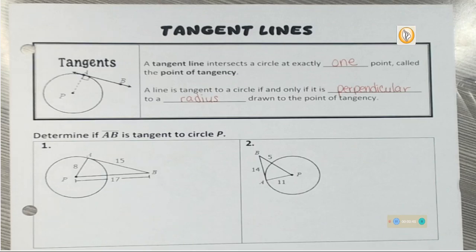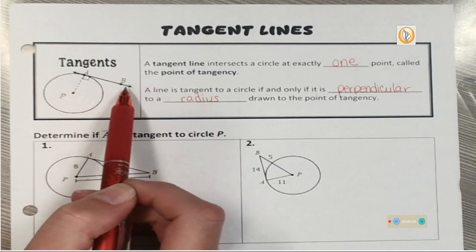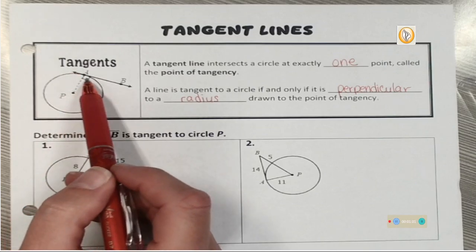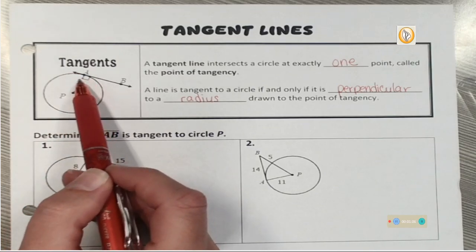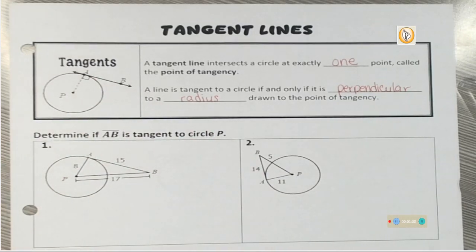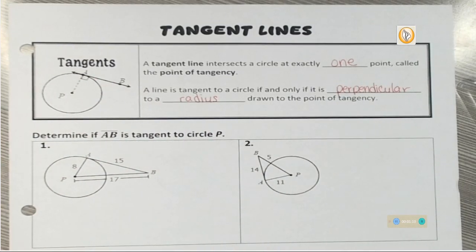Now, what does it mean to be perpendicular? If it's perpendicular, what's it meet at? A right angle, which is 90 degrees. So, just because something looks tangent does not guarantee it is. The only way to guarantee it is to either be told that this is a right angle or to use information to prove it is in fact a right angle.